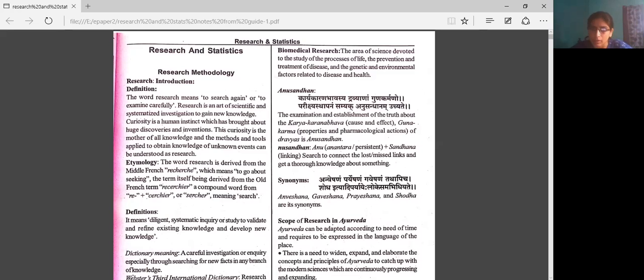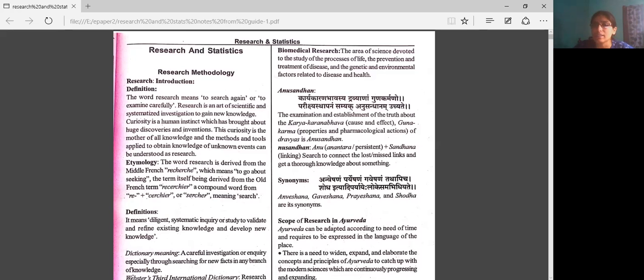Now I will tell you about the synonyms of research, that is अन्वेषणम पर्यवेक्षणम गवेषणम तथापिच शोध इत्यादि पर्याय लोक सम अभिधीयते. The synonyms are अन्वेषणम, गवेषणम, पर्यवेक्षणम and शोध.